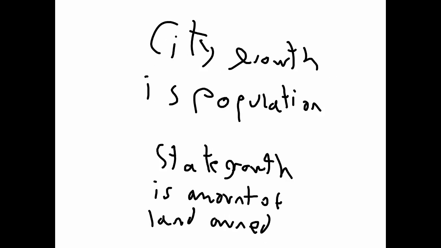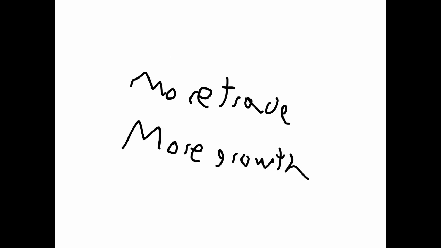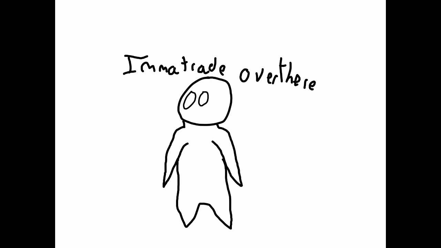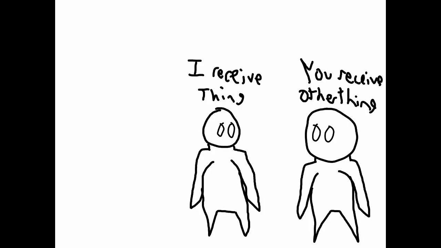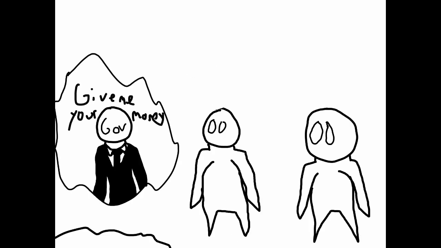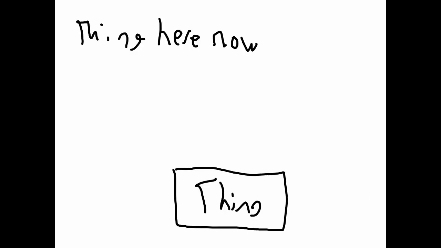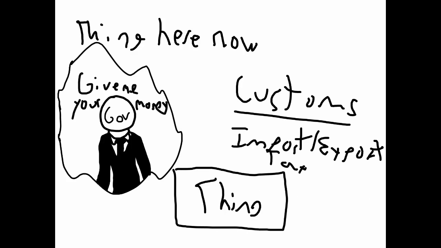In history, growth in cities means that there's more people there, while growth in states means that the government owns more land. The more trade there is, the more growth there is. In cities, the more trade there is, the more people go there to trade, increasing the population. For example, Calicut had a lot of pepper, so a lot of people went there to trade. The government also taxed trade, improving the economy, and also they had a customs fee, which was an import/export fee.